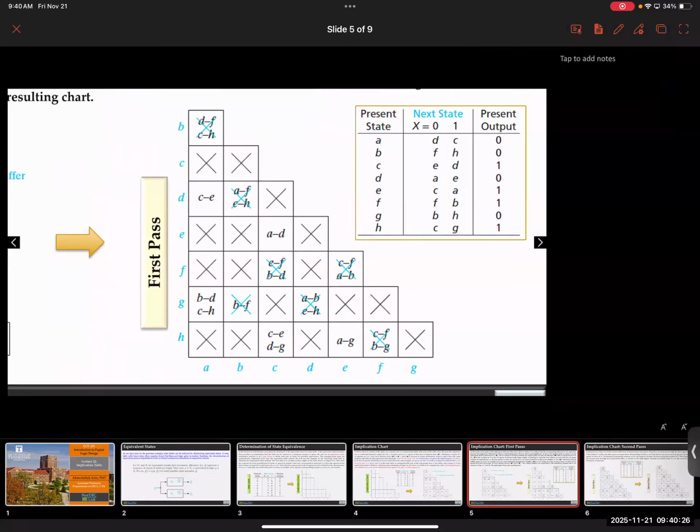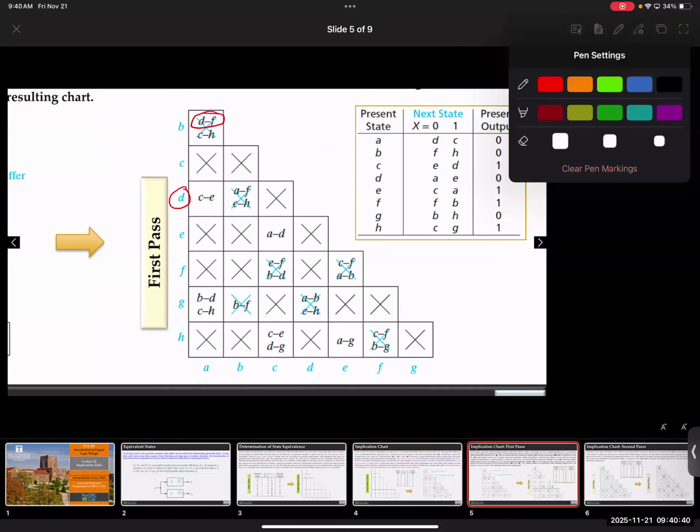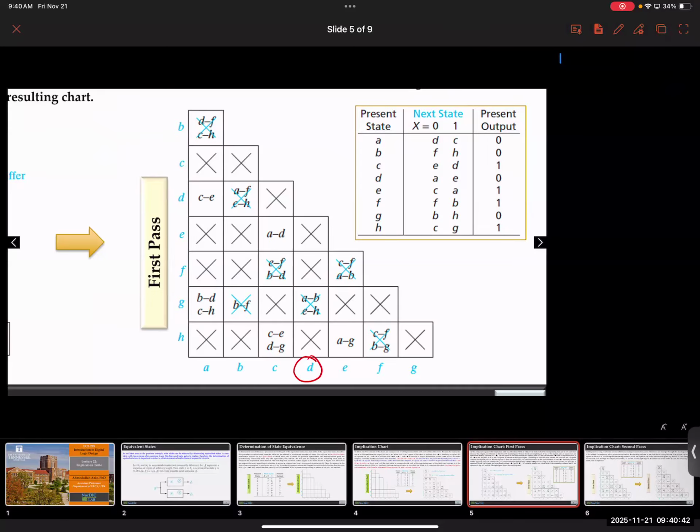So now we will look inside the box and show the pairs. The first one is DH. What is D? This is D. Where is H? Basically, we'll have to take D from here and H from here. So this is your DH. Are you good? So I'm looking for DH. What's there in the DH box? Cross. That means DH cannot be equivalent.